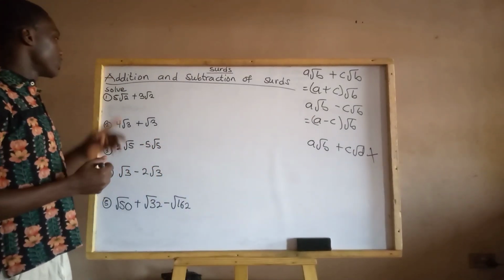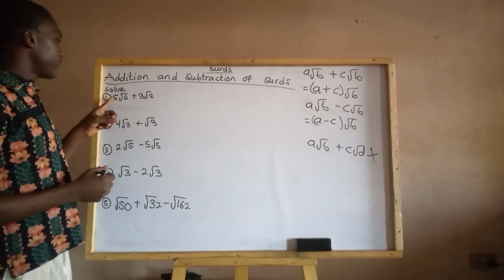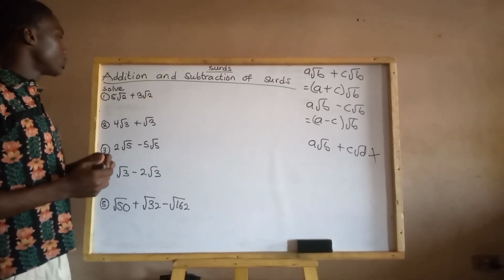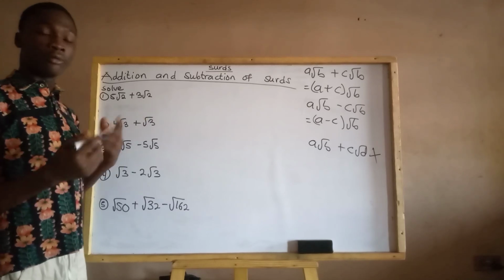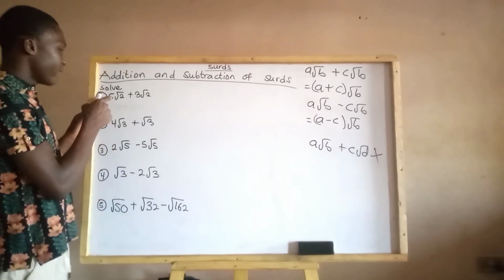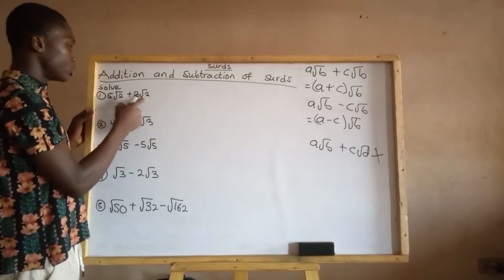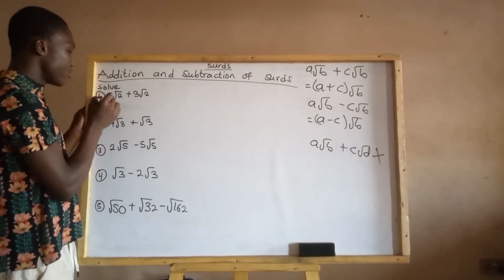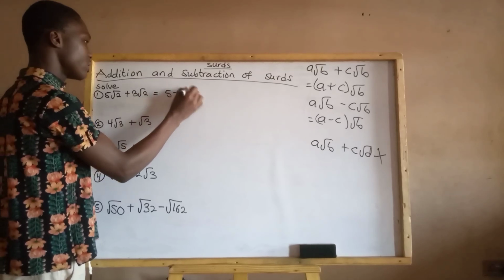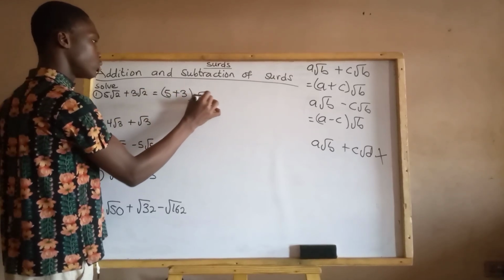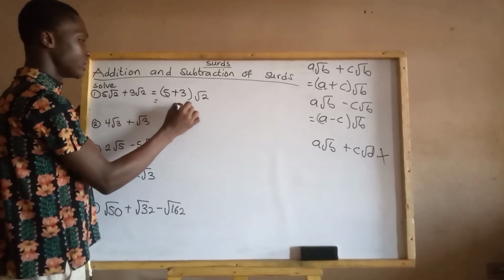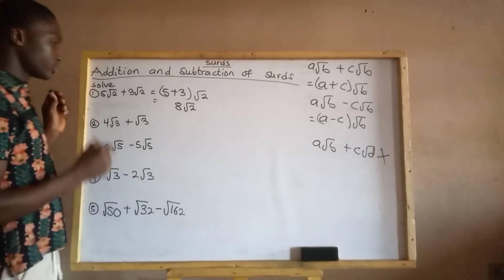We have question number 1, 5 root 2 plus 3 root 2. Since they are of the same root, we can add them. So we have 5 root 2 plus 3 root 2. Adding them, we get 5 plus 3 root 2. And then 5 plus 3 gives us 8 root 2.